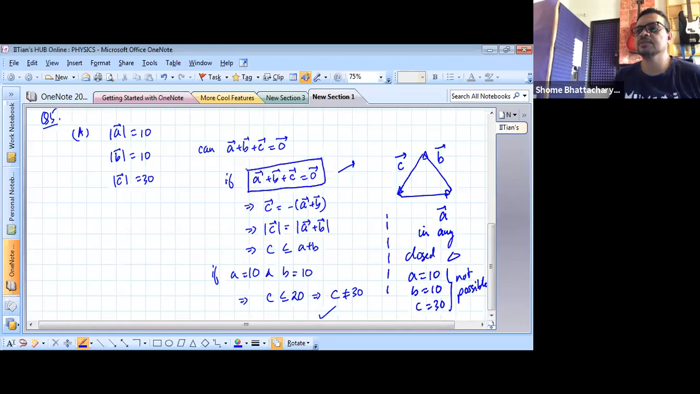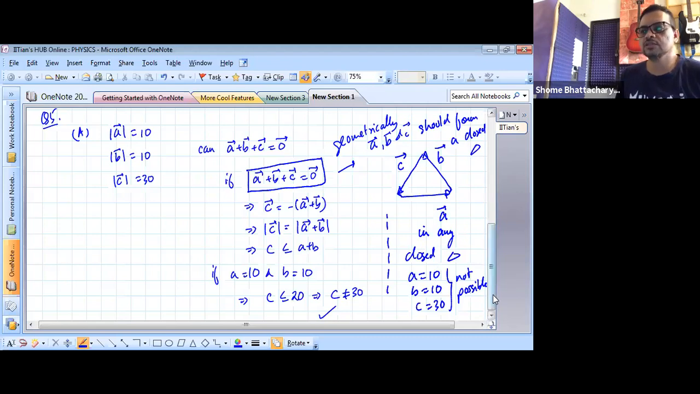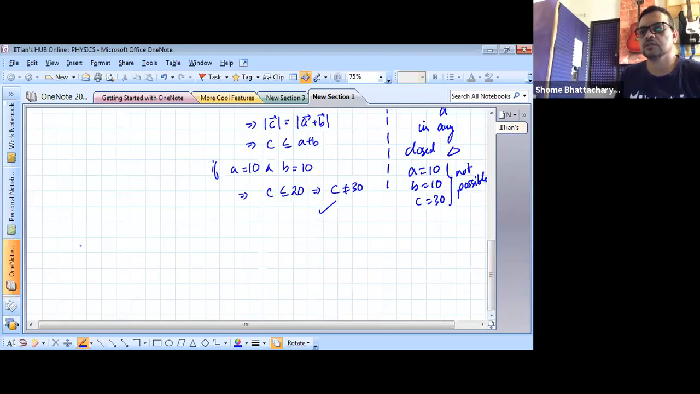So this kind of situation is not possible. This is the condition for A plus B plus C to be 0. Think of them like displacement vectors. So they should form a closed polygon. So geometrically, A, B and C should form a closed triangle when you draw them head to tail. So in that, this is not possible. Okay. Now let's look at the next part of this.